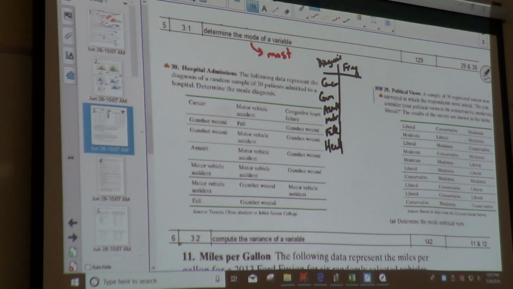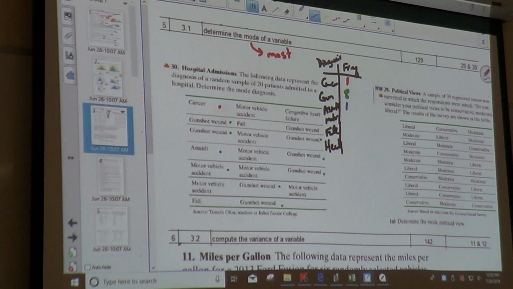So if I come over here, cancer is only one person died of cancer. Gunshot is 1, 2, 3, 4, 5, 6, 7, 8. Gunshot, where is this, it's rolling? I know. And then assault is 1.